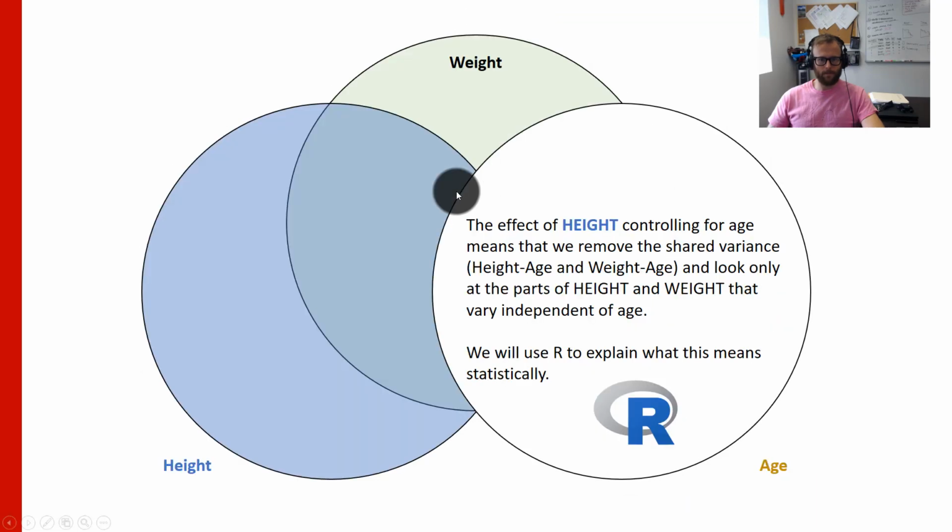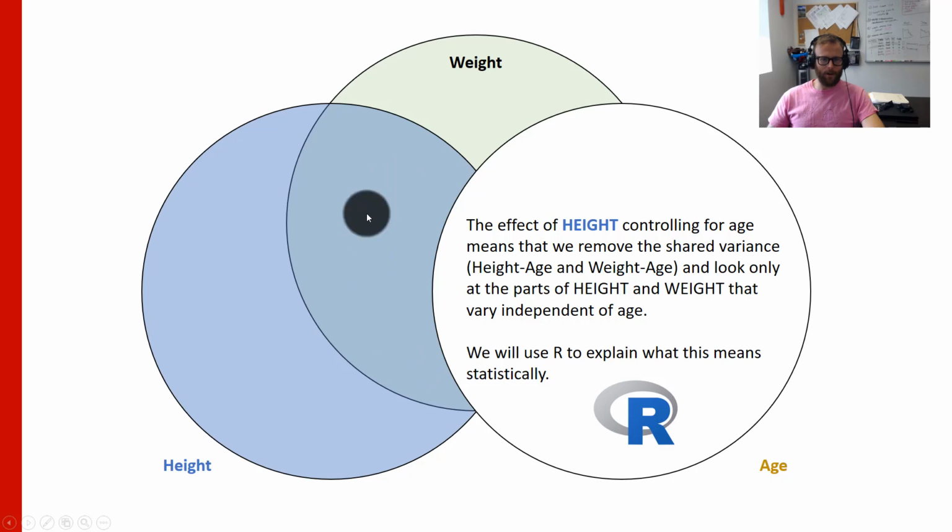interpret these effects. So the effect of height controlling for age means that we remove the shared variance from age and height, and weight and age, to look only at the parts of height and weight that are independent of age. So when we look at height in that multivariable model, we're excluding all of the variation due to age from both height and weight. So we're excluding part B here from the middle, and we're excluding that from our height variance. So we're taking the part of height that's unrelated to age, and then we're saying how much of the total height variation co-occurs with the weight variation.